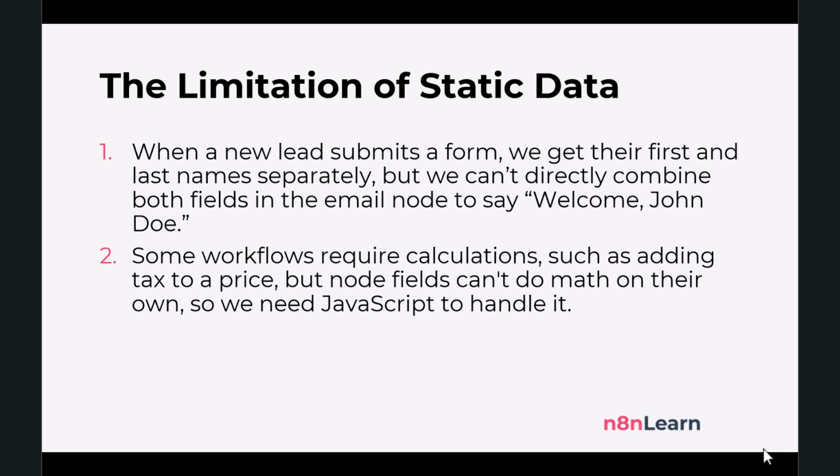Okay, here's another example. An e-commerce platform sends us an order with a price of $100. But our accounting software needs us to add a 20% tax before we create the invoice. The standard fields in a node can't perform mathematical calculations. Without a way to dynamically change our data, we're stuck. We can only pass along the exact information we receive in the exact format we get it. Our automations will be rigid and far less powerful.